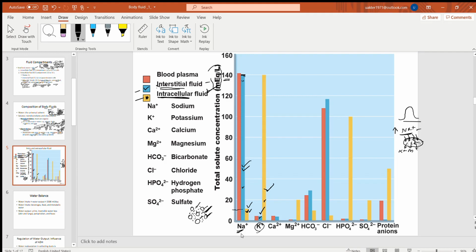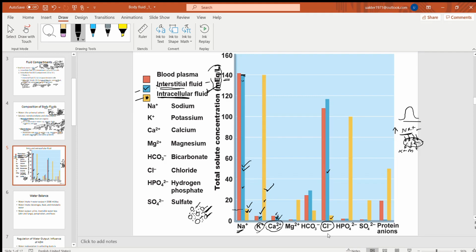Now another one you need to know is the amount of calcium. You see here, calcium is present outside of the cell in the interstitial fluid, but no calcium inside the cell. So no yellow is here. Make sense? Only you see the blue interstitial. So calcium is present outside of the cell in the interstitial fluid. Another one you need to know is the chloride. Chloride is very high in the interstitial fluid but very low inside the cell.